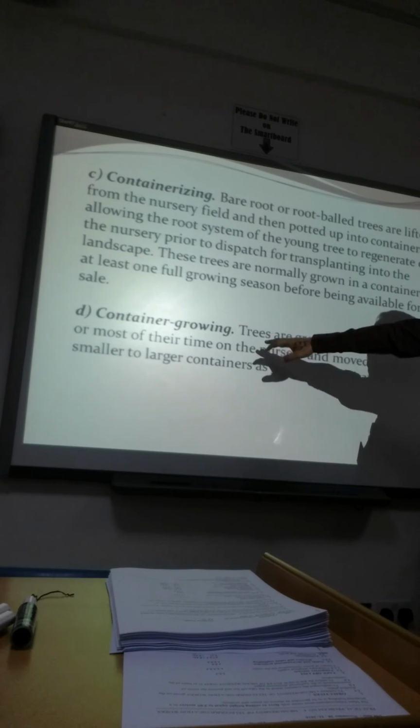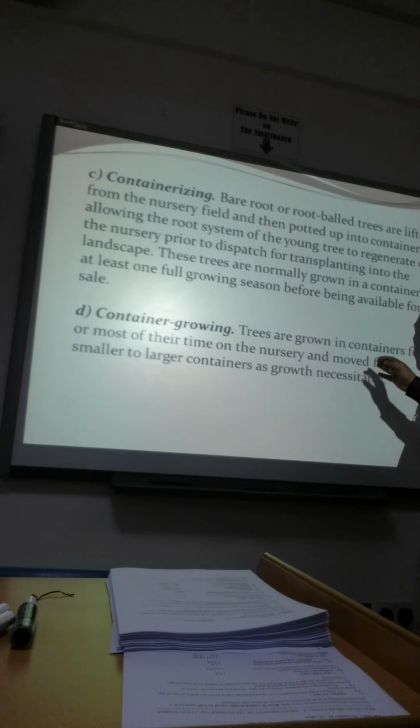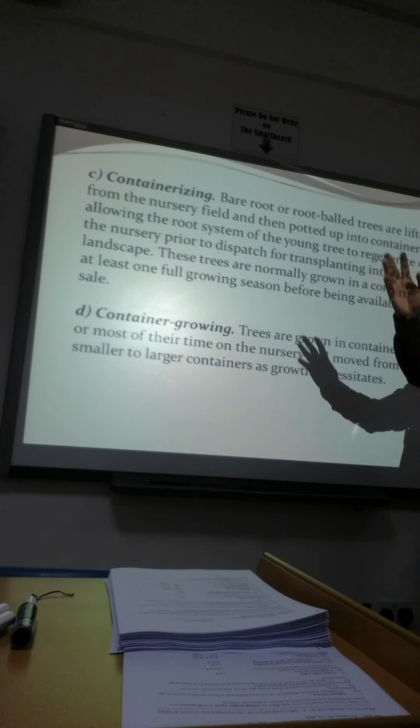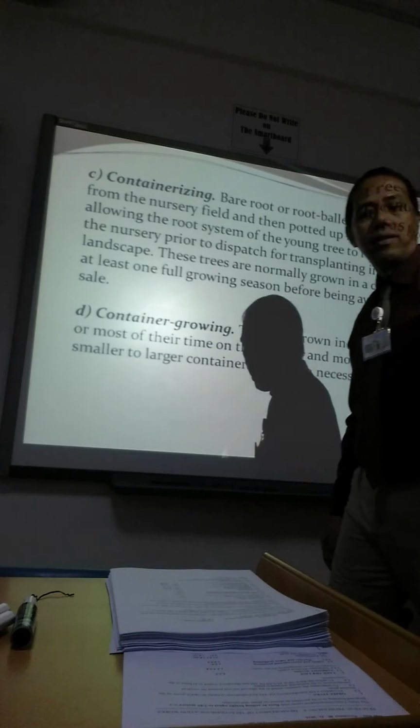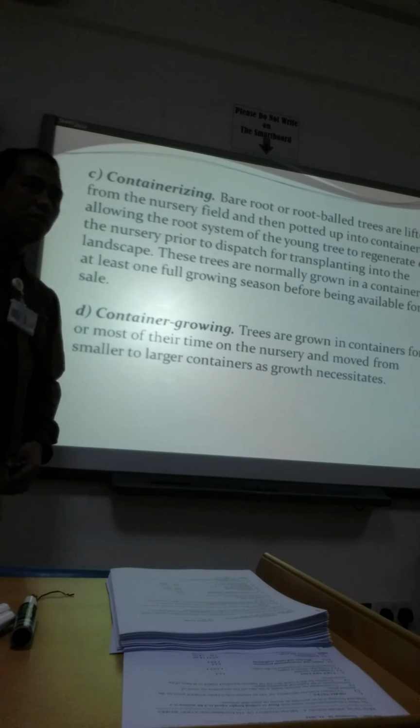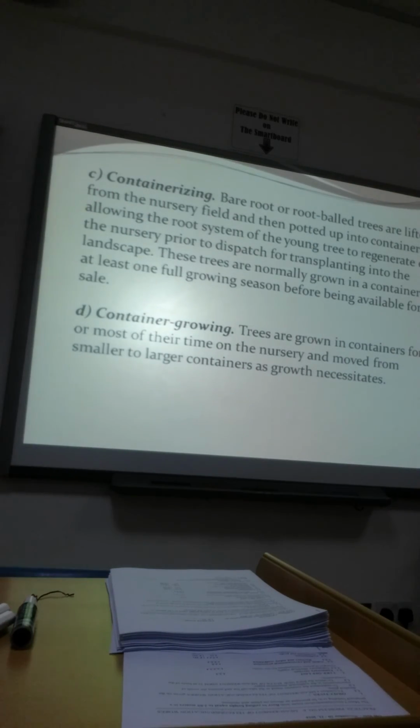And then, container growing. Trees are grown in containers for all or most of their time in the nursery, and move from smaller to larger containers as growth necessitates. Therefore, you can grow trees in containers while they are still in the nursery. Then, if someone is interested in planting such a variety or specimen of tree, they will just buy it in the nursery, then bring it to the project site location.